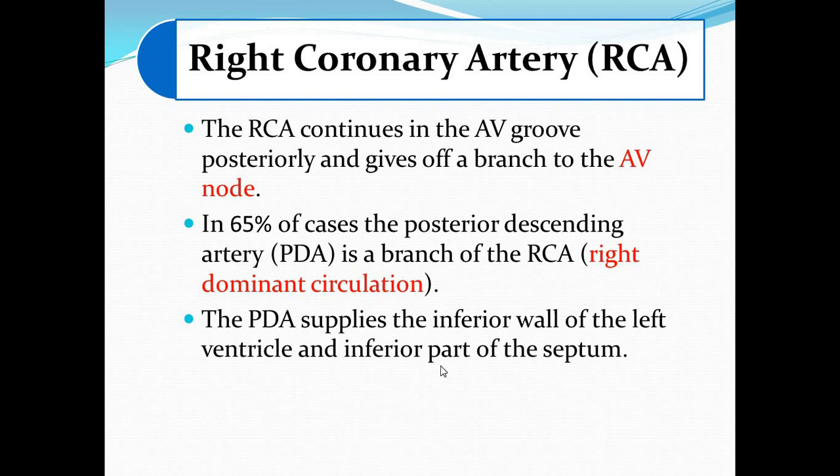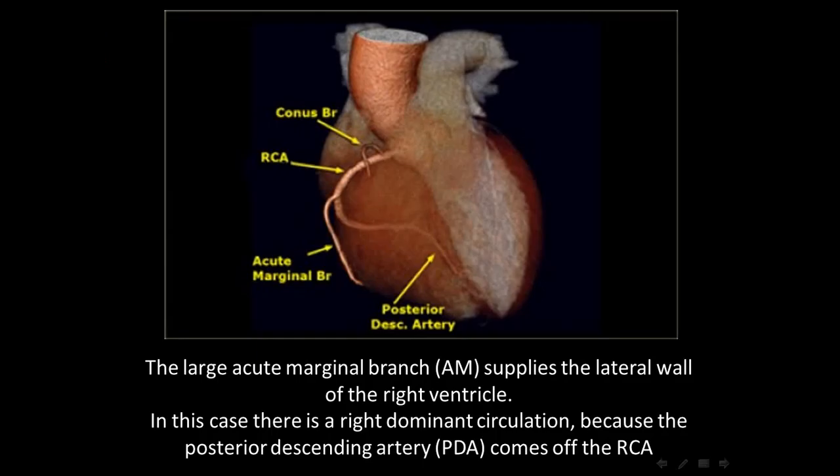In 65% of the population, as we said, there is a right dominant circulation in which the posterior descending artery is supplied by the right coronary artery. Then the PDA supplies the inferior wall of the left ventricle and the inferior part of the septum.